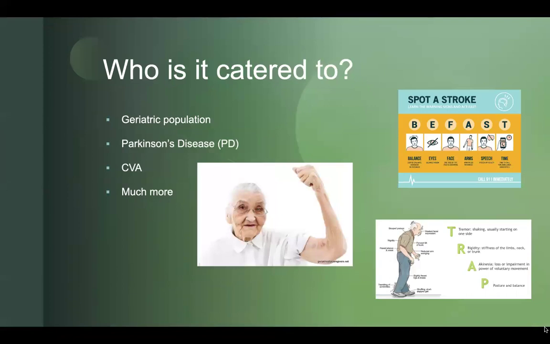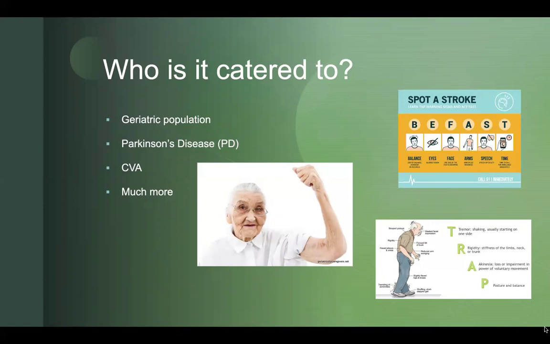So who is this test catered to? Although it's mostly seen used in the geriatric population, it is also used in patients with Parkinson's disease or patients post-CVA as well as much more. The reason as to why we do this test is for falls.